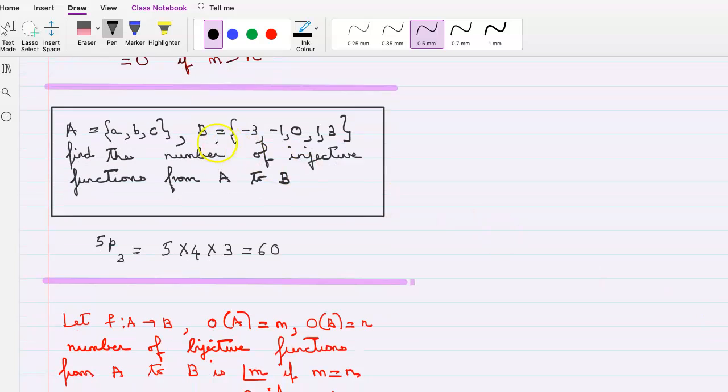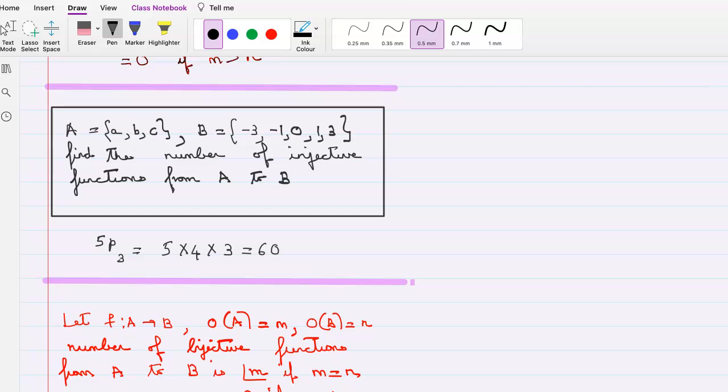So let A be the set of all elements a, b, c. So A has 3 elements. B be the set of all elements -3, -1, 0, 1, 3. Find the number of injective functions from A to B. So here order of A is 3, order of B is 5. So the number of injective functions will be 5P3 because n is greater than or equal to m, 5 greater than 3. So that is 60.